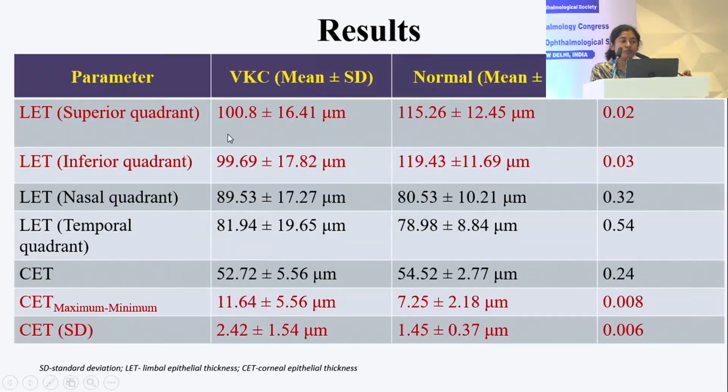So the superior and the inferior quadrants showed a significantly lower limbal epithelial thickness in the VKC group as compared to the normal, whereas in the nasal and the temporal quadrants it was comparable. The central corneal epithelial thickness was comparable in both groups, while the difference in the minimum and maximum of the corneal epithelial thickness was higher in the VKC group, and so was the standard deviation.